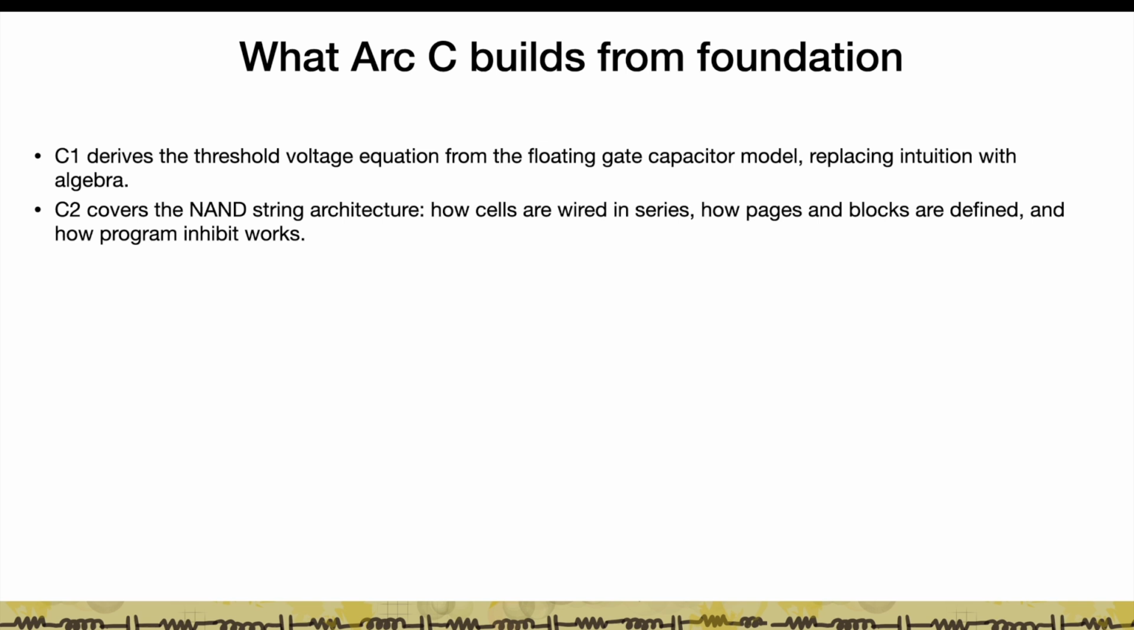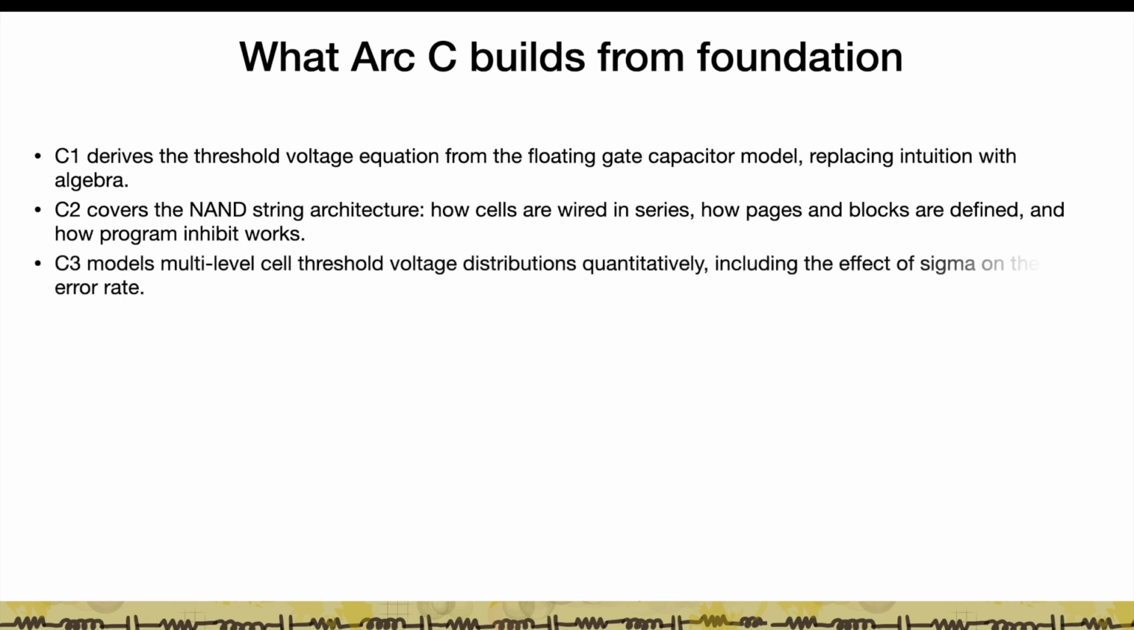Now C1 takes the floating gate cross section and turns it into a capacitor model. You'll derive the exact threshold voltage equation that tells you exactly how many millivolts of VT shift you get per electron added to the floating gate and how that depends on the coupling ratio between the control gate and the floating gate. C2 builds the NAND string model. How are cells wired in series? How does that create the page and block structure? How does the program inhibit mechanism work to prevent unintended programming of neighboring cells while one page is being written?